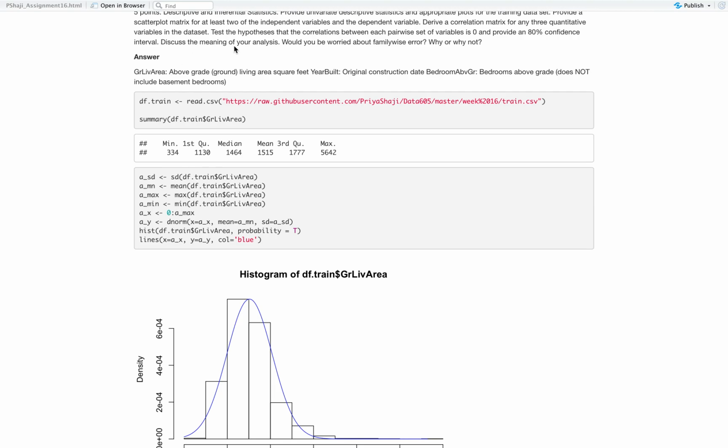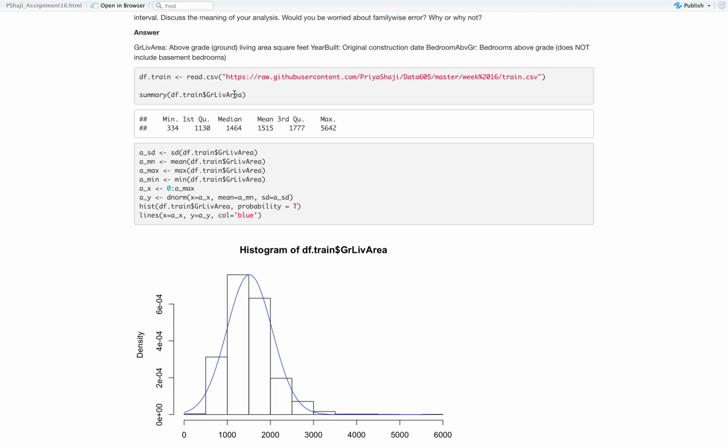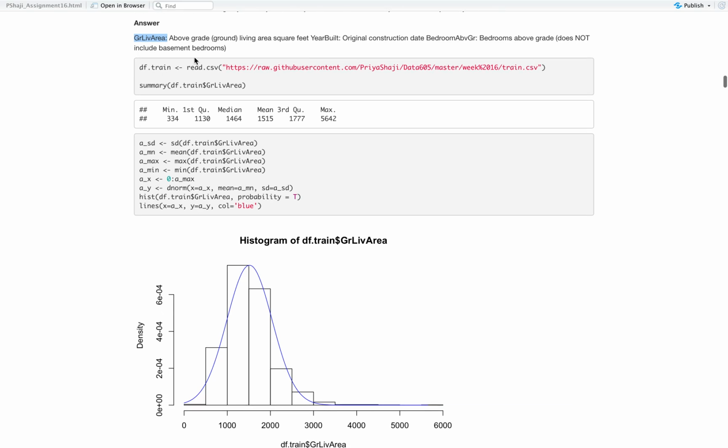And later we will discuss the meaning of my analysis and if I would be worried about the family wise error based on the results of the analysis. So here let me explain the variables of the data set. The GrLivArea is the living area above grade, that is above the ground level, and the year built is the original construction date. The BedroomAbvGr variable defines the bedrooms above grade, that does not include basement bedrooms.